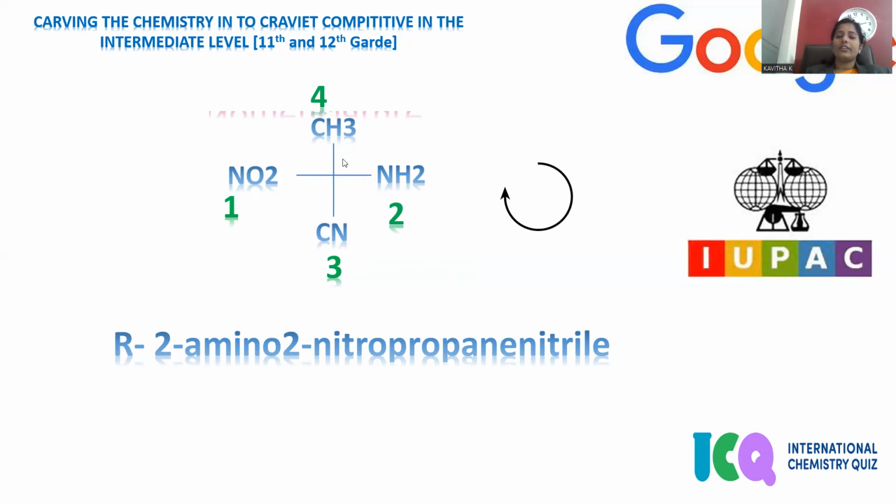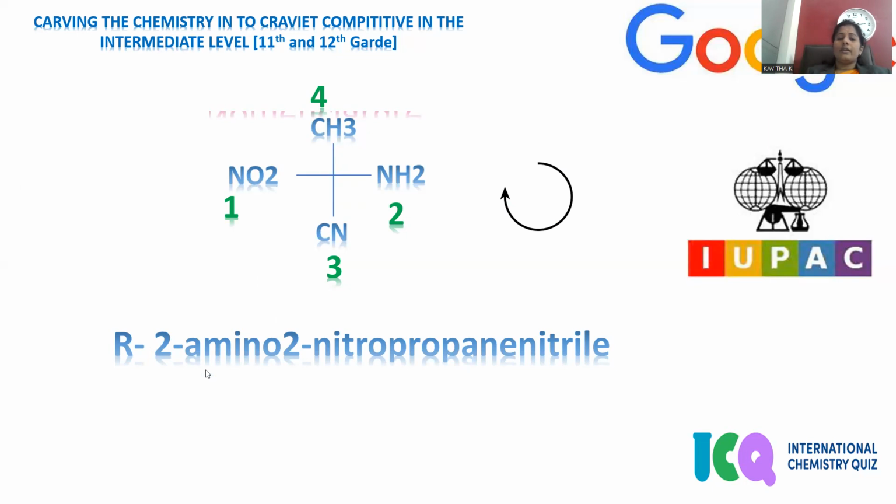After getting the R configuration, let's assign the IUPAC name. In order to give the IUPAC name, the longest chain will become the parent chain. If you observe carbon, carbon, carbon, a 3 carbon chain is the parent chain, so we can say propane. And because of the CN, this carbon is also accounted for in numbering. So a 3 carbon length chain with the second carbon bearing NO2 and amine.